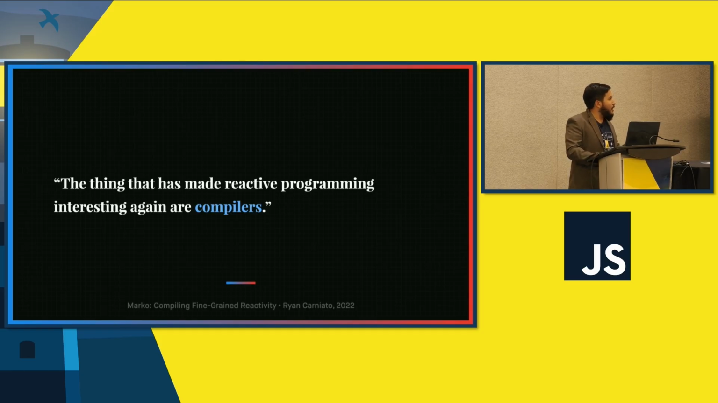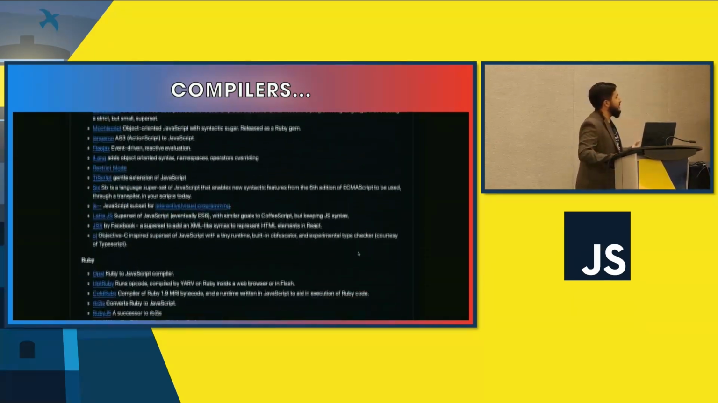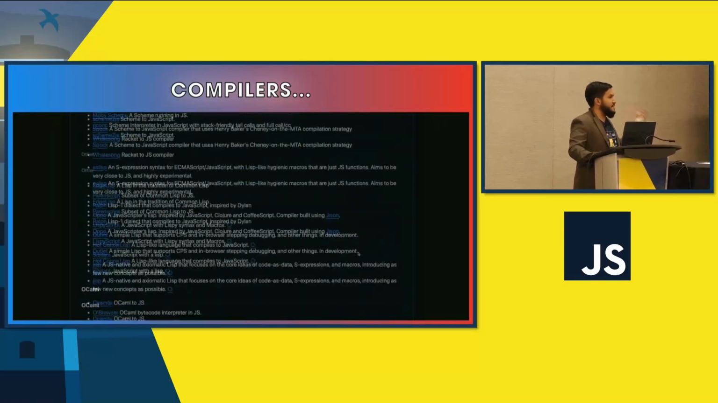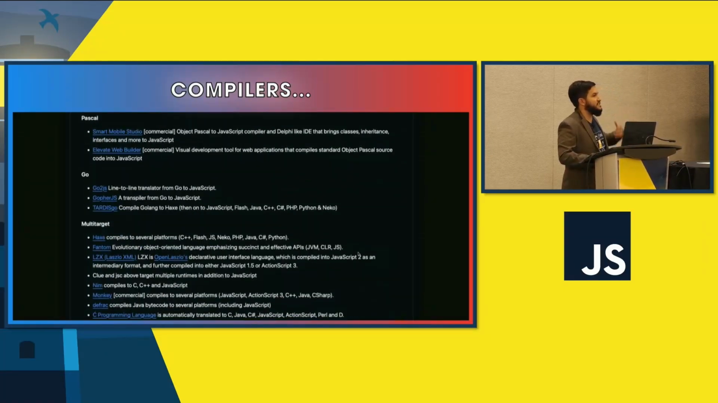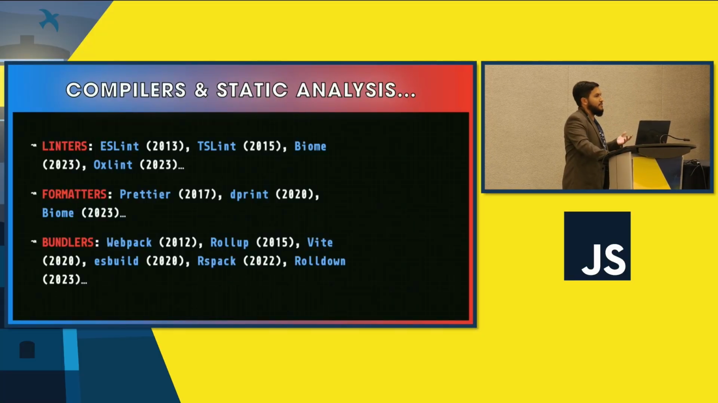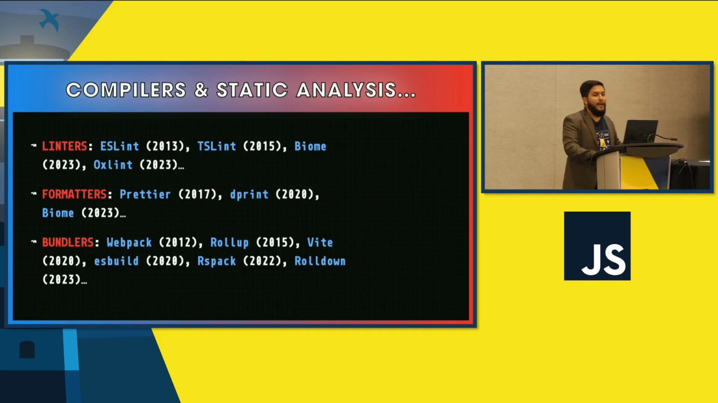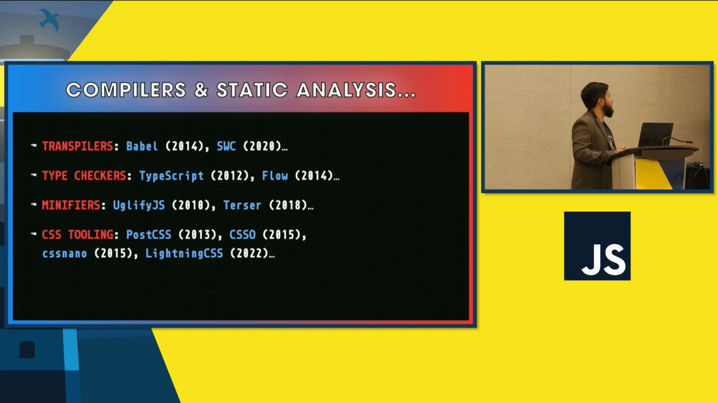And for me, all of those were so interesting because so far I would think about compilers in JavaScript as those languages that we've seen hundreds of them that are the languages that compile to JavaScript. But if we think about it more, they are everywhere. Compilers and static analysis. They're in linters, formatters, bundlers, transpilers, type checkers, minifiers, the CSS tooling we have, and whatnot.